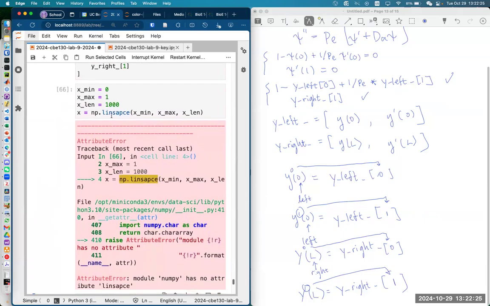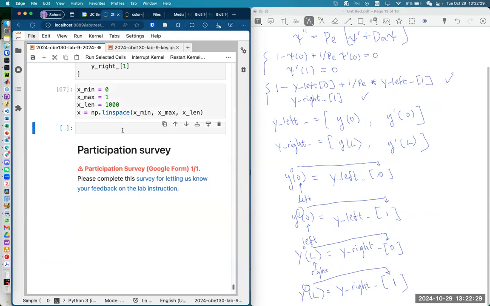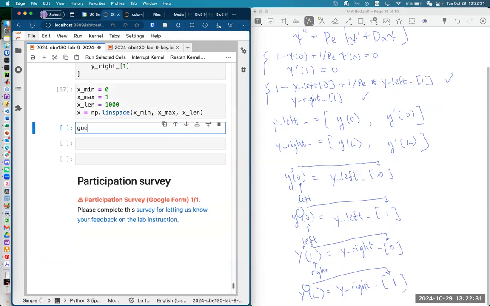NumPy linspace. And then we need to define the initial guess. The initial guess has the dimension of 2 rows. Each row represents the original function and the first derivative, and then the x length. So 1,000 time points.